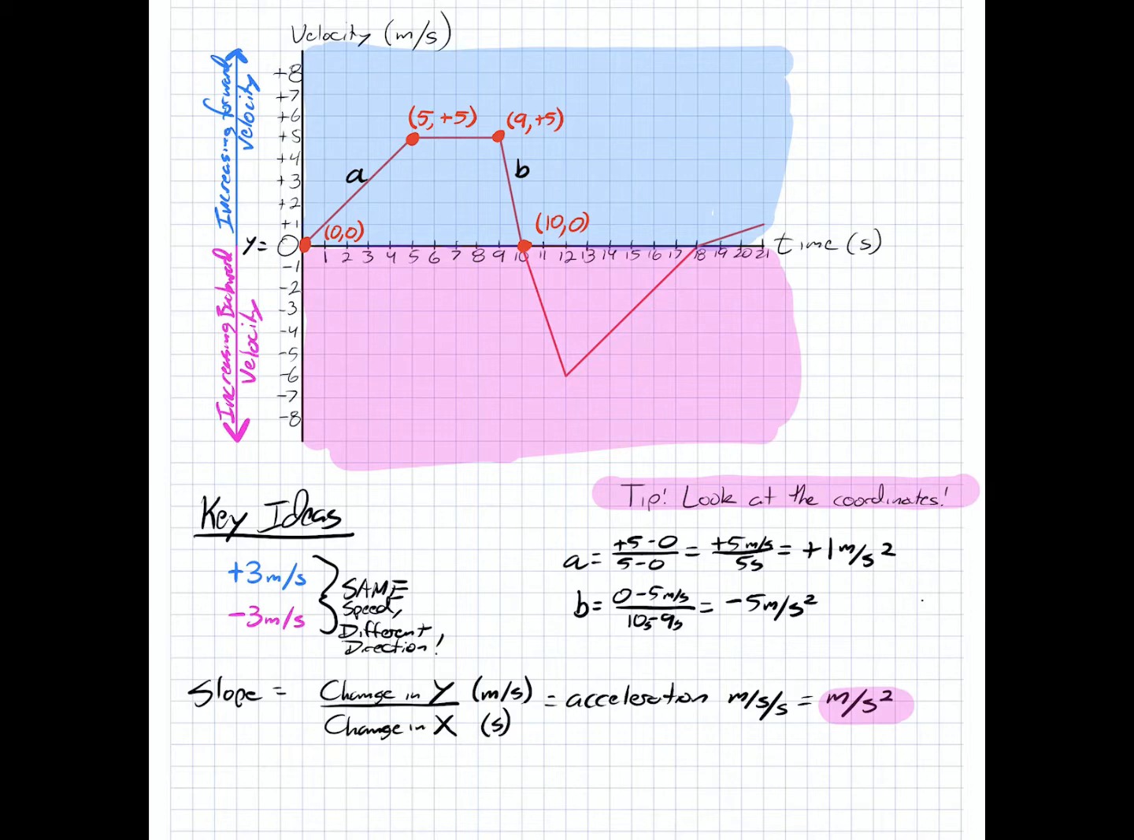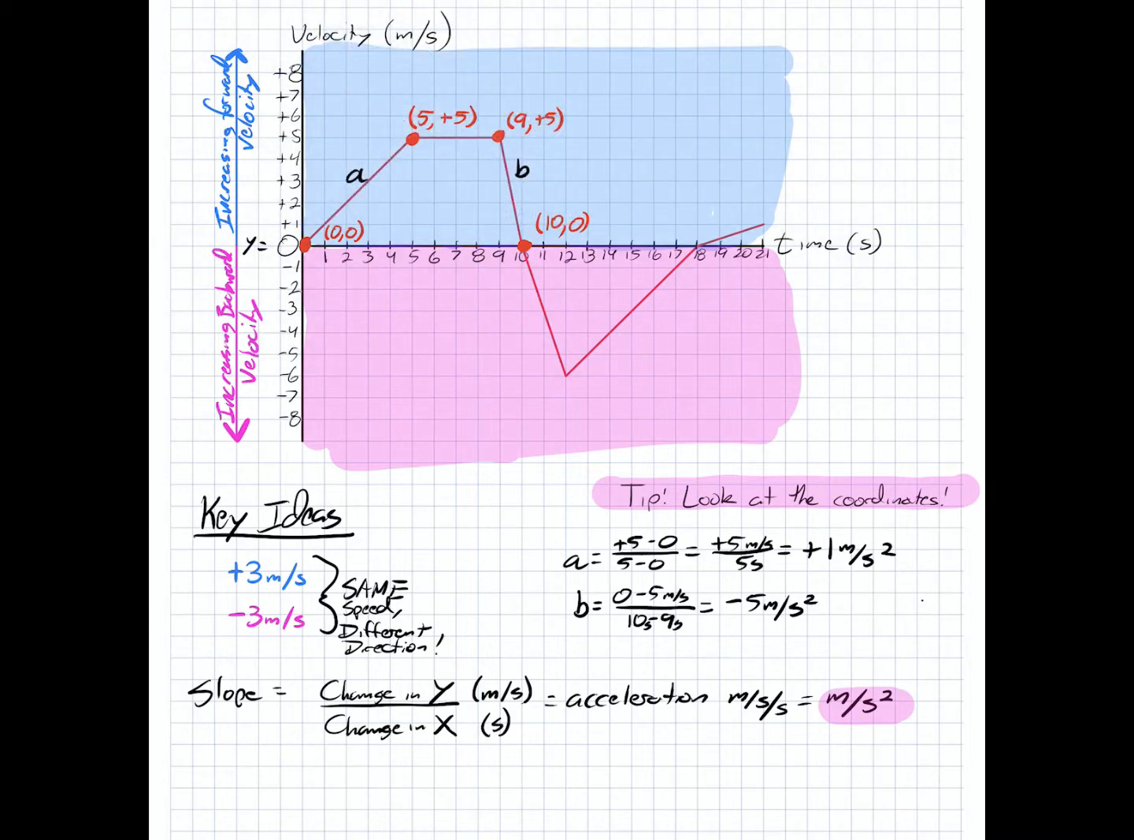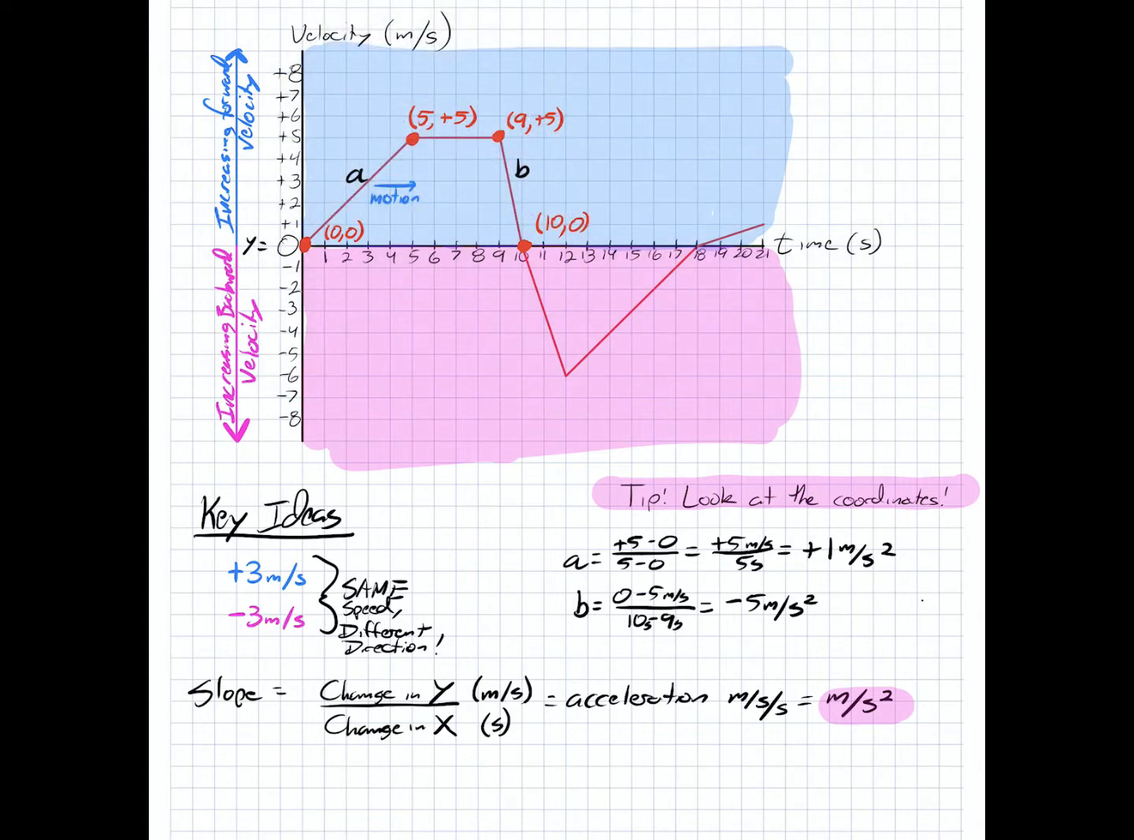So if we throw some labels here, let me add for this part. All right, so I will say that here, motion, we have forward motion, and for acceleration, we have forward acceleration. Okay, now over here at B, a little bit different.